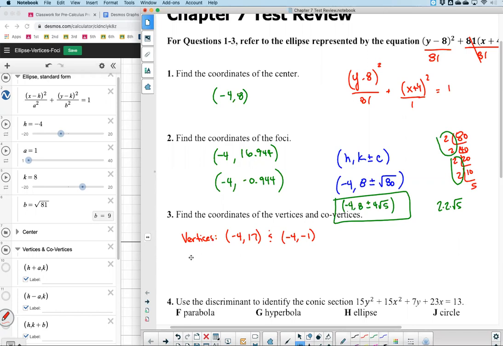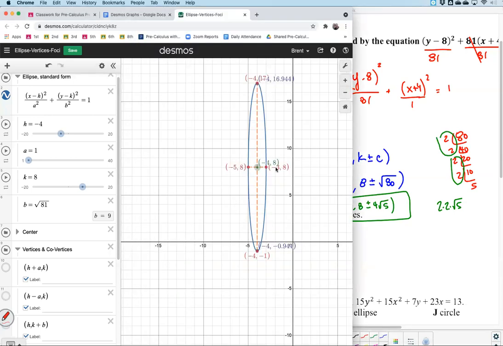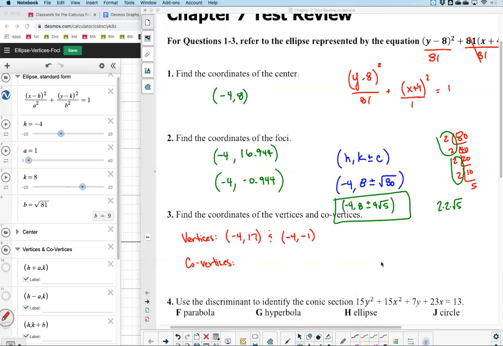And then co-vertices. Again, you can go off the graph for these. I'm just trying to connect the algebra. Co-vertices would be the two side ones, -5, comma, 8 and -3, comma, 8.